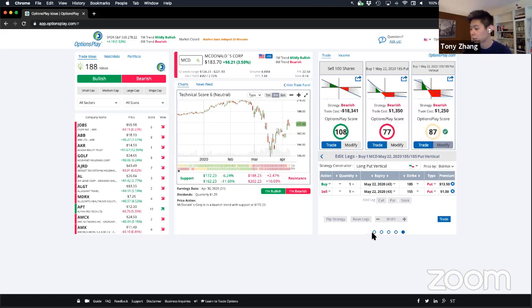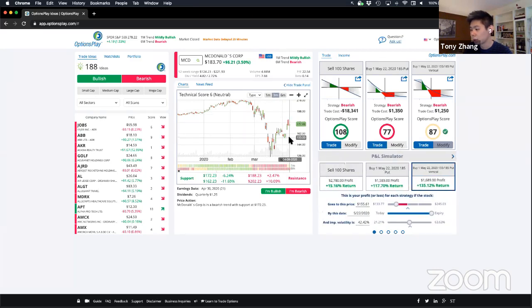Not a big difference, but let's just take a look. Let's say the stock declines back down to maybe 155 or so. If it declines to 155, if I bought the put option, 122% return; the put spread, 140% return.